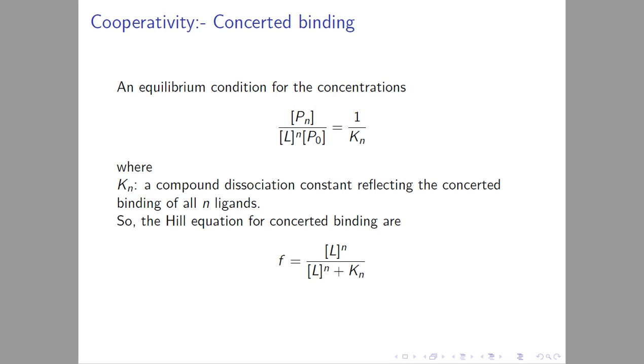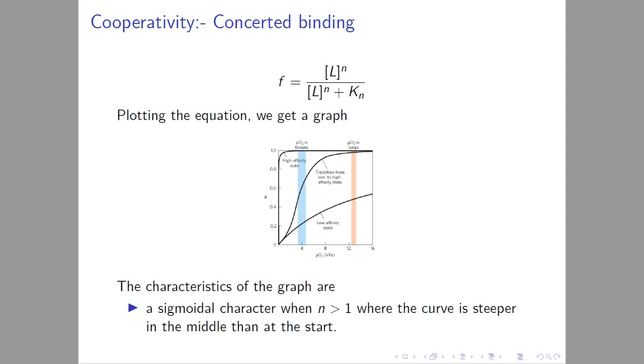So the Hill equation for this concerted binding, okay, so we can prove it. F equals L to the power n over L to the power n plus K to the power n. Okay, so if we plot this, we are going to get this type of plot. So we have the high affinity, so this one will be much faster to be the binding. Here you can see that.